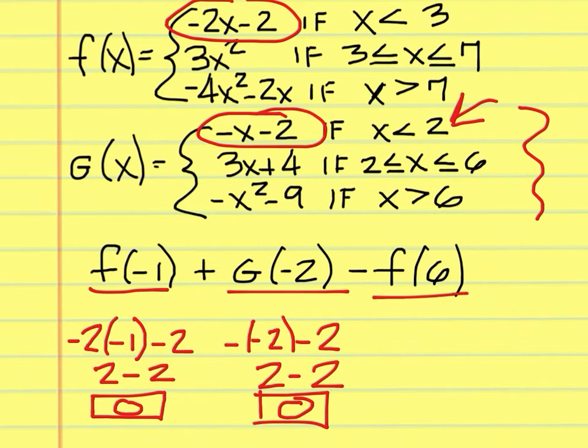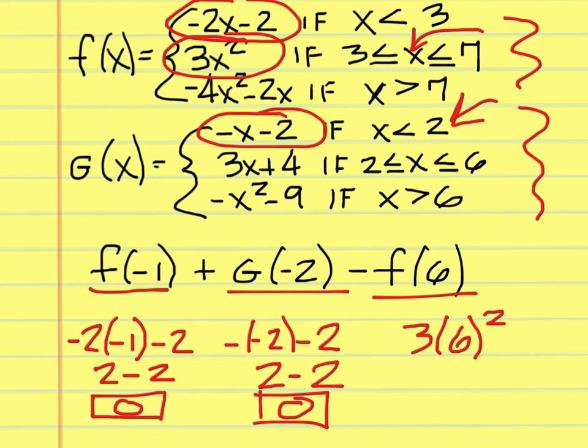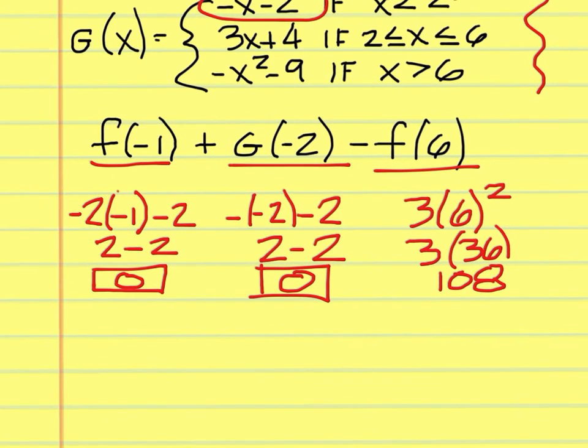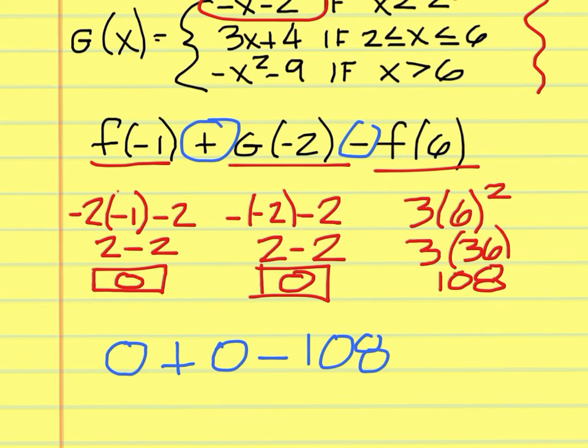And then f of 6. Back up here, 6 is going to fall into this function because it is in between 3 and 7. So 3 times 6 squared. 3 times 36 is going to be 108. So to do the operations here, plus and minus, we're going to have 0 plus 0 minus 108, which gives me a negative 108.